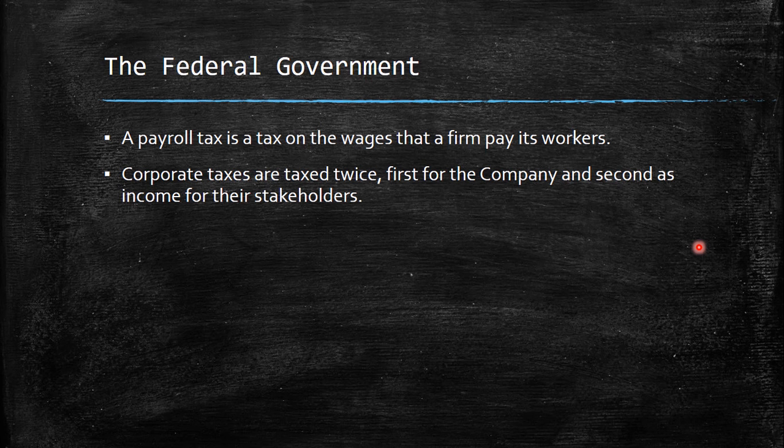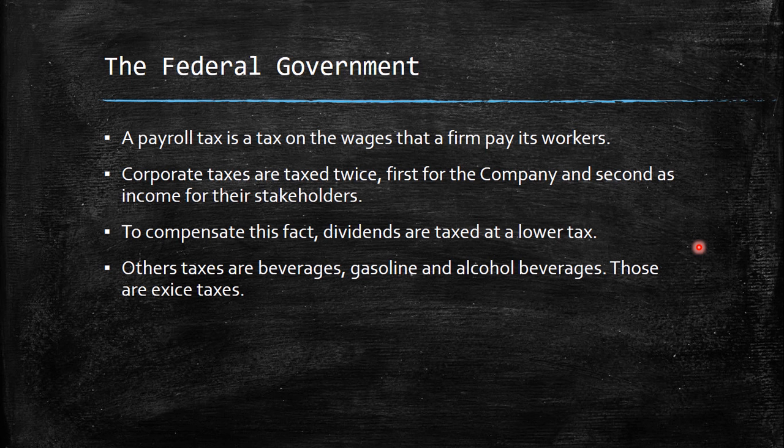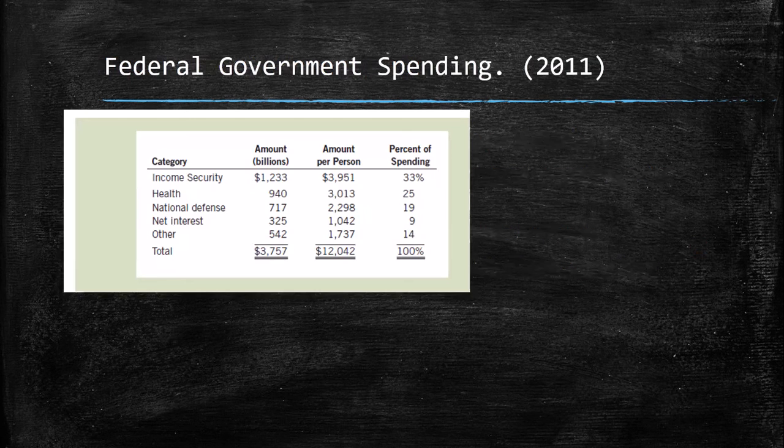It means people who are the owners of shares need to pay a tax on these dividends. For this reason we say that this tax is twice. But in order to compensate for the double taxation in some way, the dividends are taxed at a lower percentage than the previous one. Other kinds of taxes are on beverages, gasoline and alcoholic beverages. Those are other kinds of taxes.